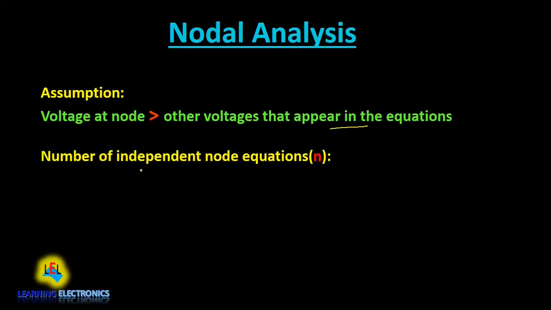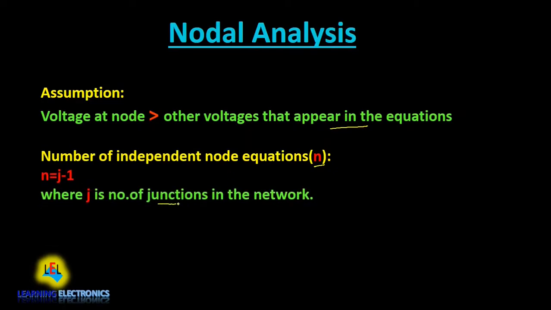Now, there is a formula for the number of independent node equations, which is represented by n. So, the number of node equations n is equal to j minus 1, where j is the number of junctions in the network. So if we know the number of junctions, then the node equations in the nodal analysis should be 1 less than the number of junctions.